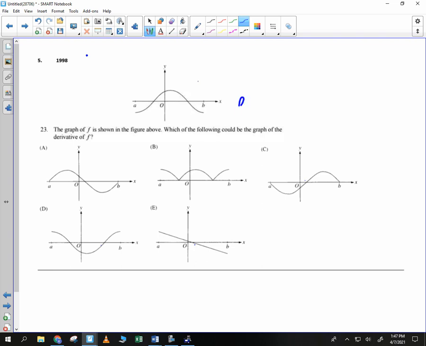So this is f right here. And what I noticed is that the derivative is positive, positive, positive, positive. Then it's 0. Then it's negative, negative, negative, negative. So I'm looking for something that's above the x-axis, then on the x-axis, then below the x-axis.